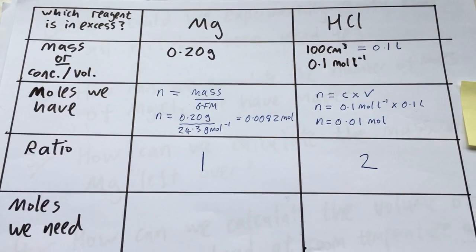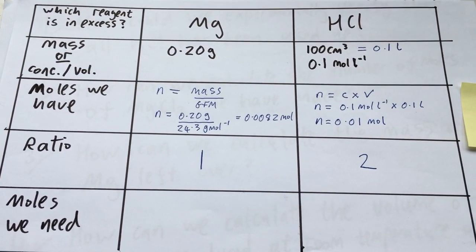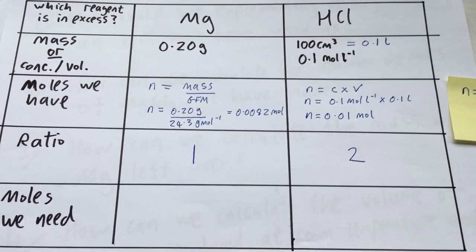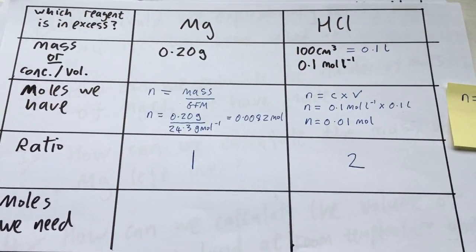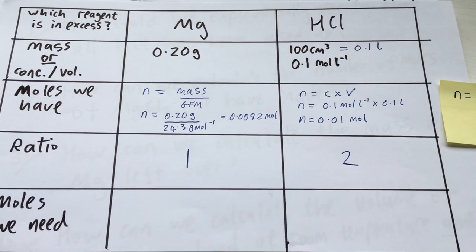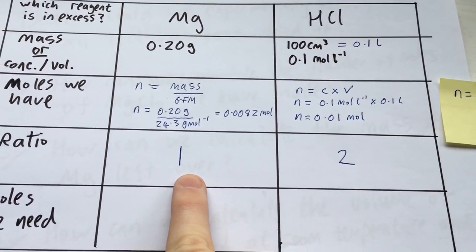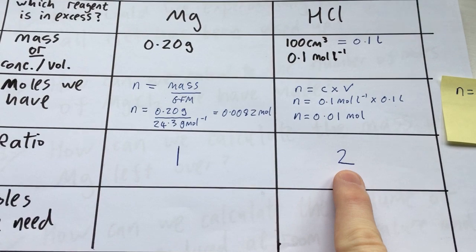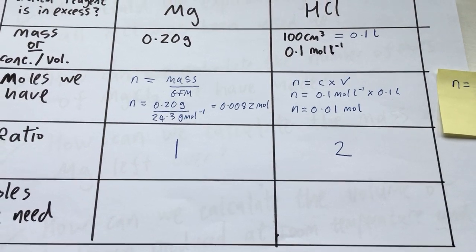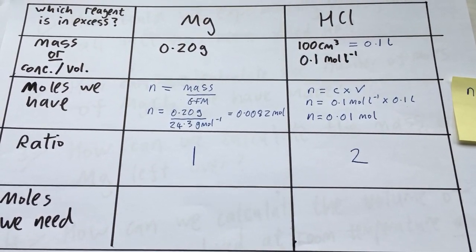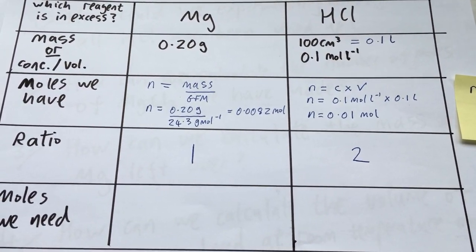Let me explain that a little bit more carefully. We're going to pick one of the reagents, let's say the magnesium, and calculate how many moles of hydrochloric acid we need to react with all of that magnesium. If we had 1 mole of magnesium, the answer would be easy because the equation tells us that we need 2 moles of hydrochloric acid. But that's also telling us that however many moles of magnesium we have, we just multiply it by 2 to get the number of moles of hydrochloric acid that react with it.